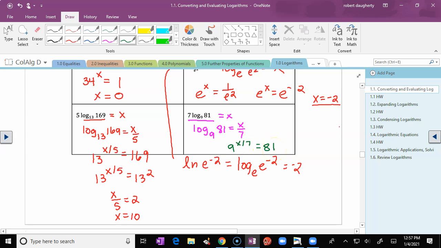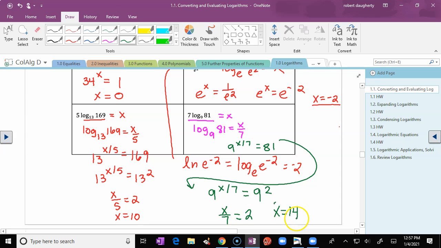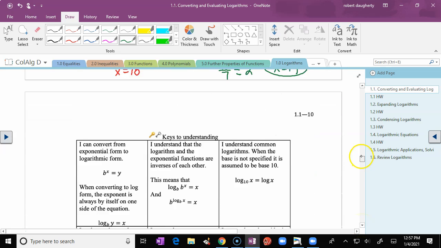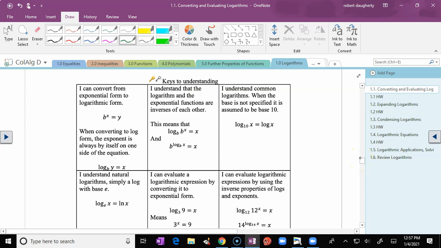Well, we solved this particular kind of equation last semester. You can write this as 9 to the x over 7 equal 9 squared. That means that x over 7 is equal to 2, or x is equal to 14 in that case. Okay, so solving logarithms. The things that we talked about in this first lesson is you've got to be very comfortable going back and forth between exponential form and log form.